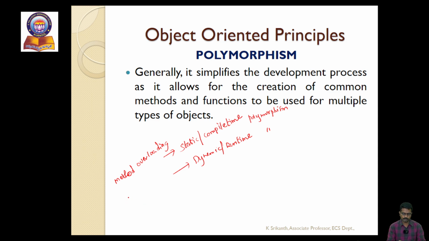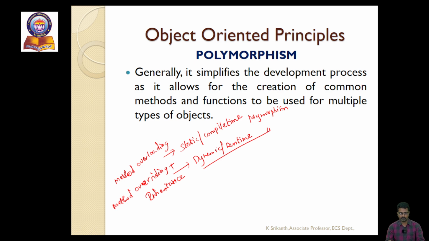To achieve dynamic polymorphism, we need to have method overriding plus the inheritance concept. So we need to combine both the concepts to achieve dynamic polymorphism or runtime polymorphism.